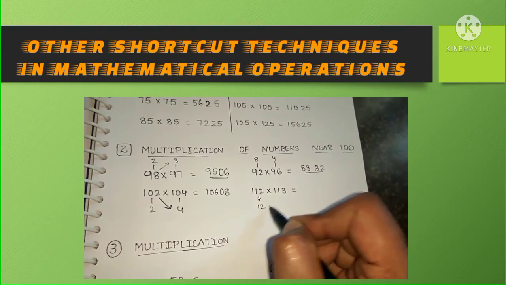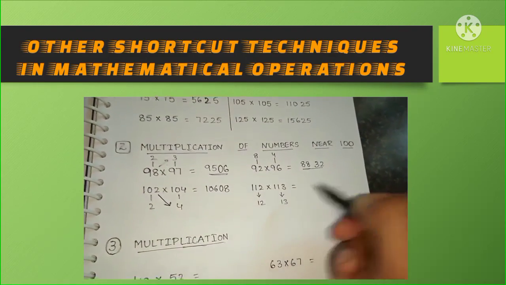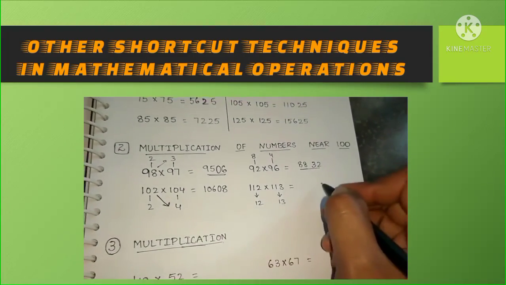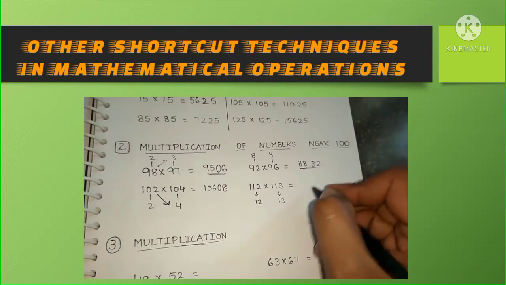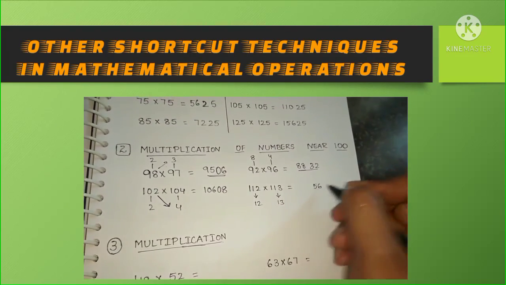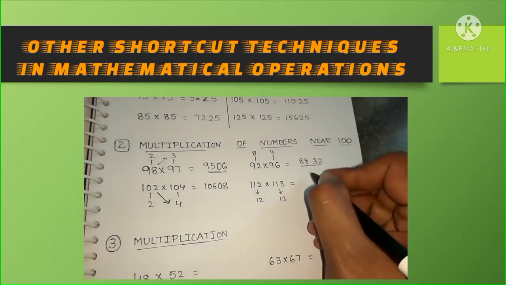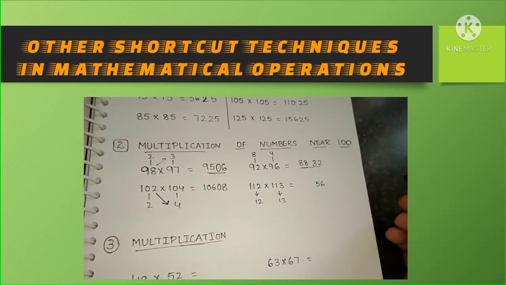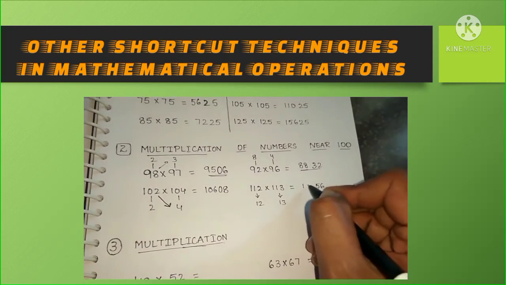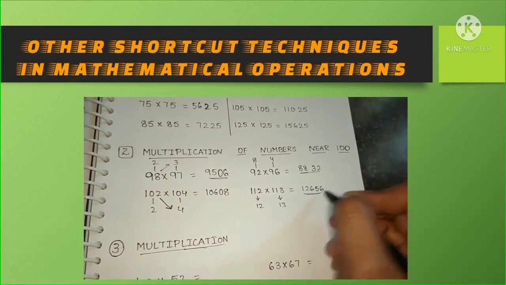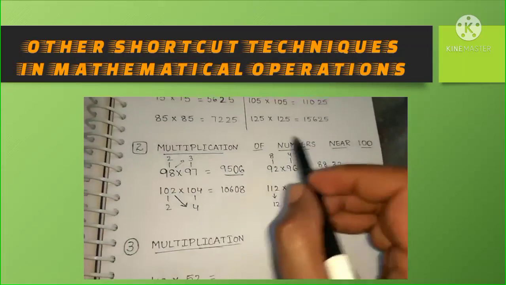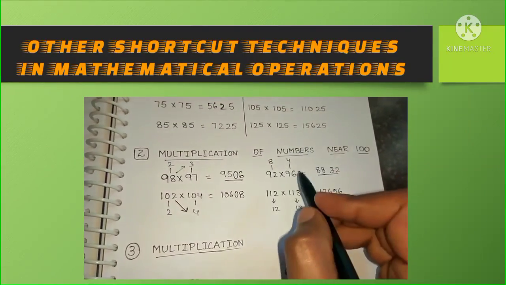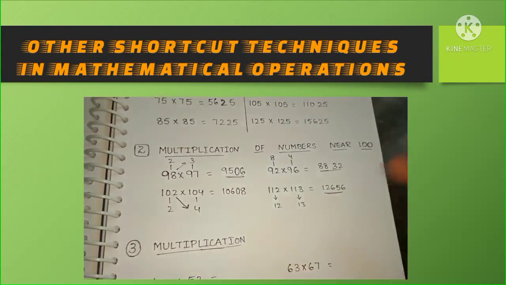Next is 112 times 113. 112 minus 100, that is 12. And 113 minus 100, 13. 12 times 13, that is 156. But we're going to carry over the 1. Then we need to add 112 plus 13. So that is 125. Plus 1, 126. Okay, these shortcut techniques will help you calculate faster and easier.